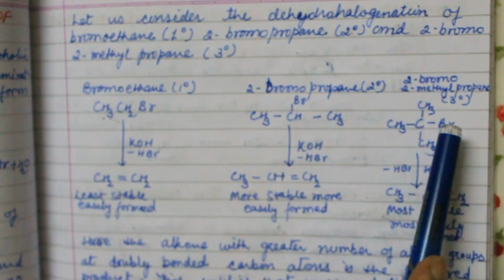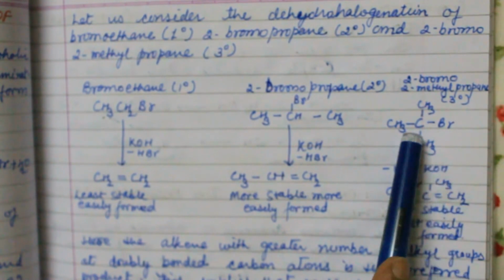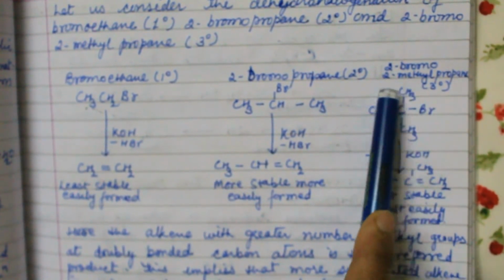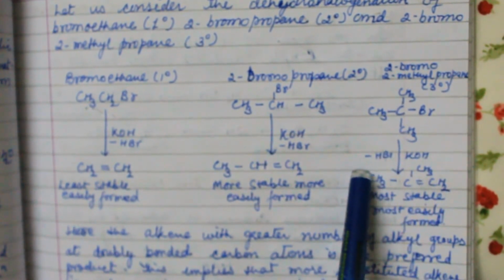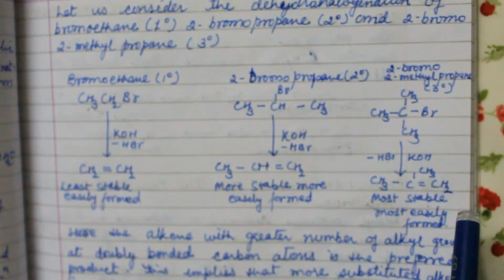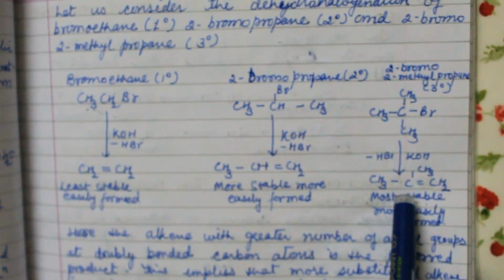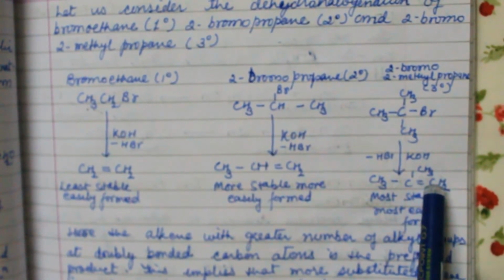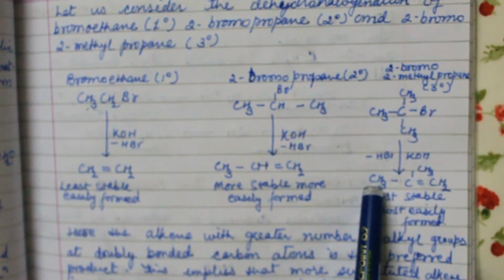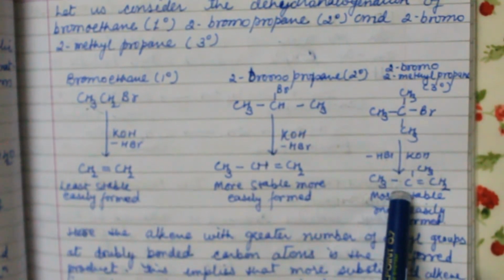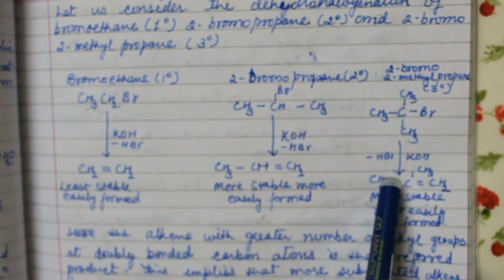Now the third condition, 2-bromo-2-methylpropane, that is tertiary. Here the carbon atom is attached to 3 alkyl groups. So when KOH reacts with it and removes HBr, it forms a double bond and the carbon contains more alkyl groups. Here also an alkyl group is there, here also, and here also. So it is most stable because the carbon which carries the double bond is attached to more alkyl groups.